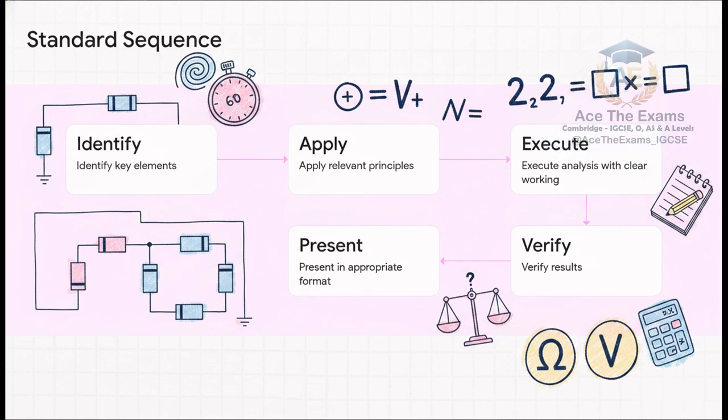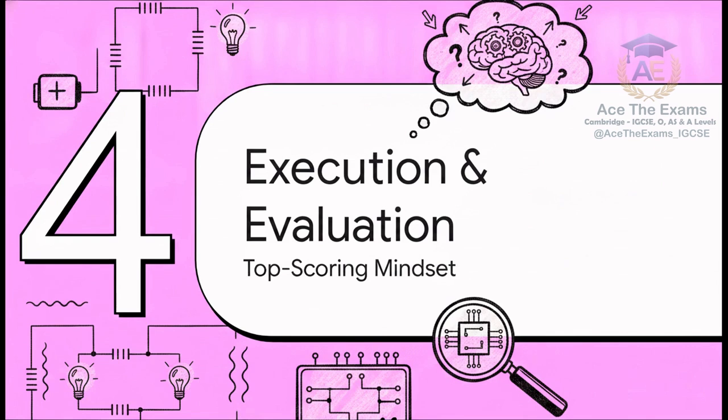By writing down steps 2 and 3 clearly, even if you mess up the math later, the examiner rewards your systematic processing. Section 4, Execution and Evaluation. This is about building that top-scoring mindset.